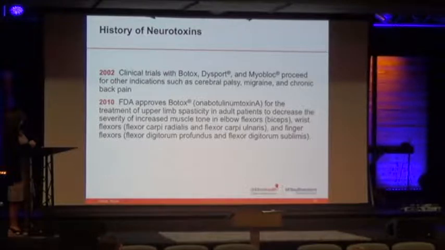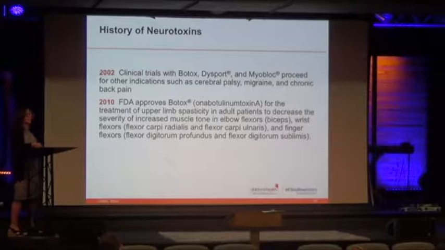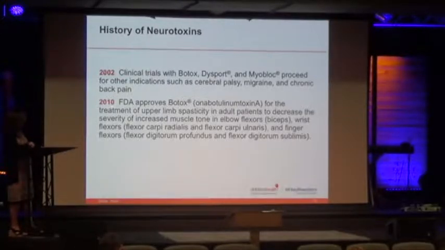2002 is when the neurotoxin, Botox, was looked at in different studies for indications such as cerebral palsy. Before that, it was the eye muscles, strabismus, blepharospasm, the eyelid, the neck muscles, and all that good stuff. But in 2002, cerebral palsy came into place. In 2010, the FDA approved Botox for spasticity in the limb. So this is not the neck anymore, not the eye muscles, not the bladder, all these other indications for Botox. Finally, they're doing the limb studies and getting it approved.